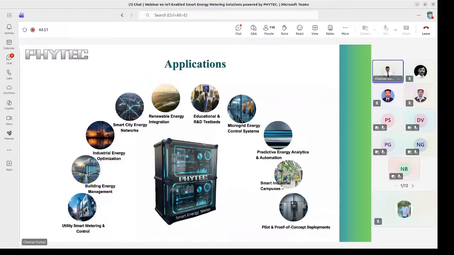Now if you see the DLMS COSEM architecture, we have to understand what DLMS is and why we need DLMS. Suppose I am talking to you right now, and the language is English. Now a meter wants to communicate. How will they communicate? They also have a language. For meters to communicate, the language is DLMS.